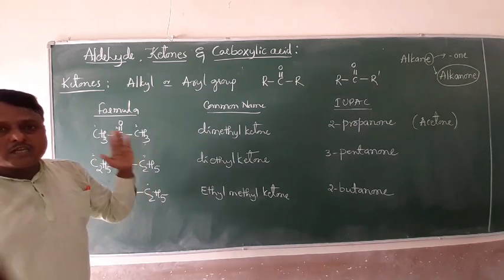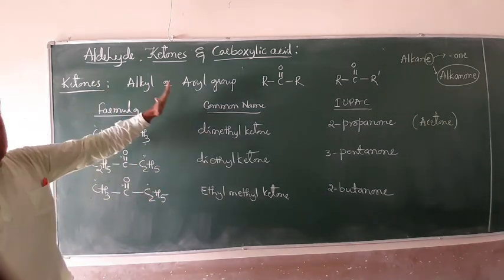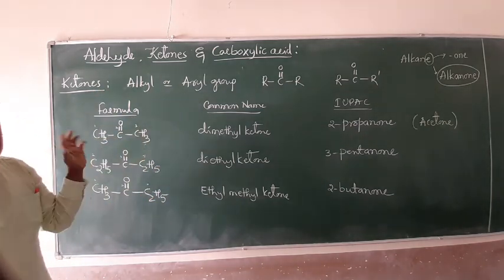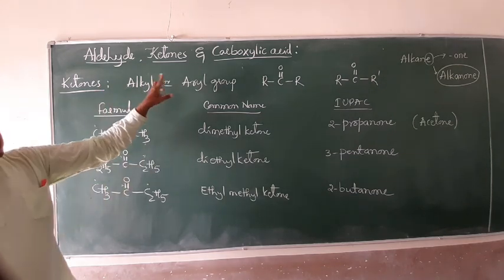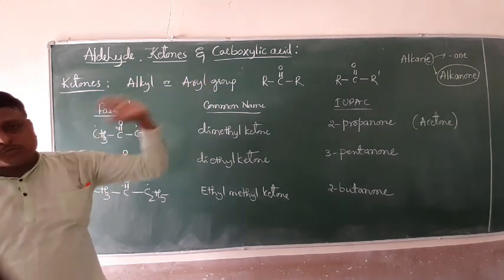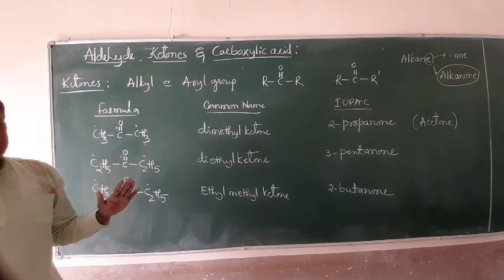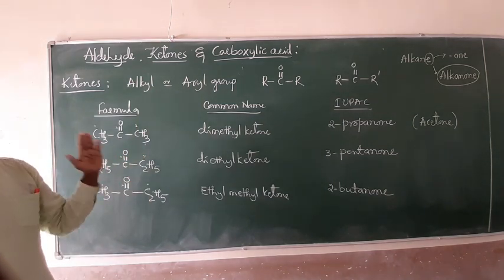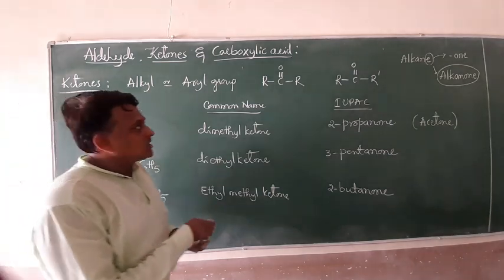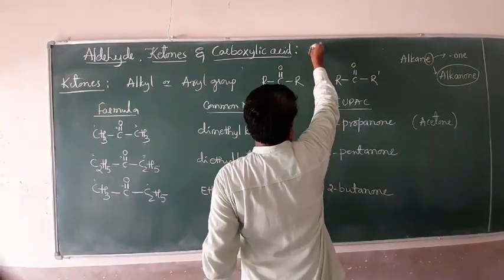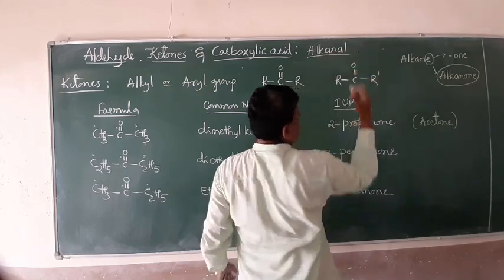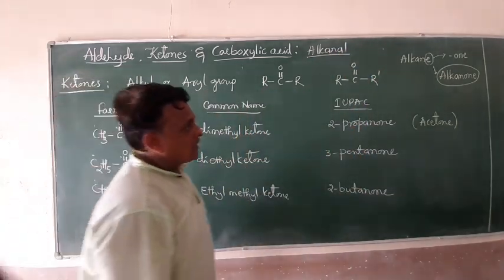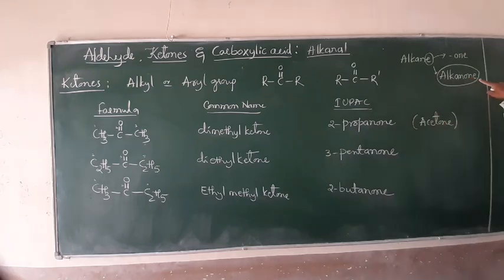Aldehydes and ketones are both carbonyl compounds. Aldehydes are derived from carboxylic acids, and ketones are derived from alkyl and aryl groups. Friends, keep the final part in mind: the IUPAC nomenclature of aldehyde is alkanal, but in ketone, it is alkanone.